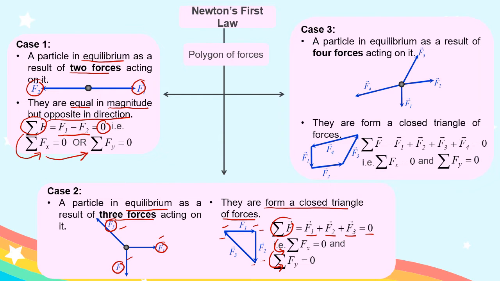The third case is a particle in equilibrium as a result of four forces acting on it. So this is F1, F2, F3 and F4. Same as case 2. If the particle is in equilibrium, all these four forces can form a closed polygon of forces. So total F equal to F1 plus F2 plus F3 plus F4 equal to 0. Total F means that total Fx equal to 0 and total Fy equal to 0.